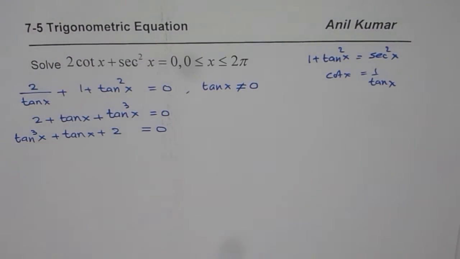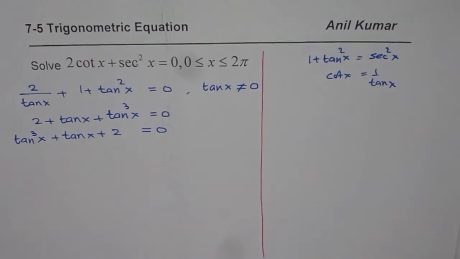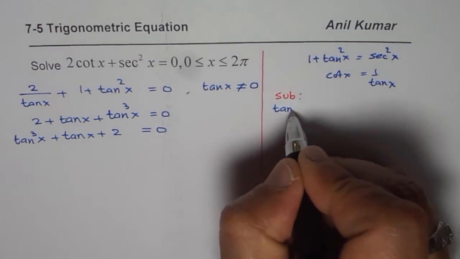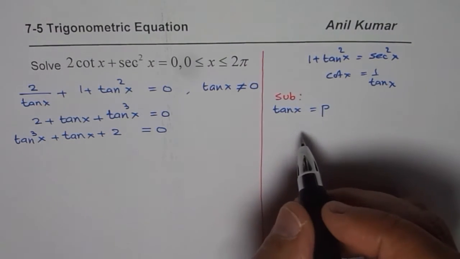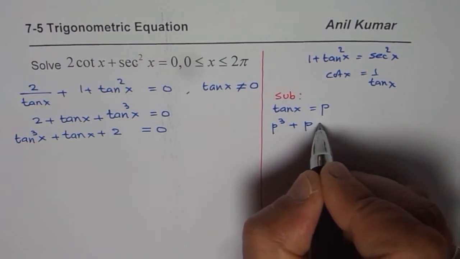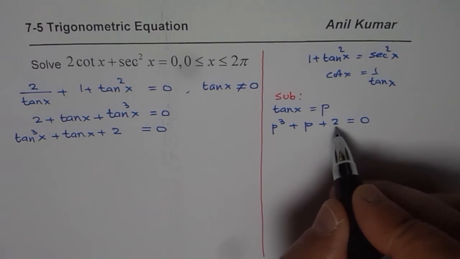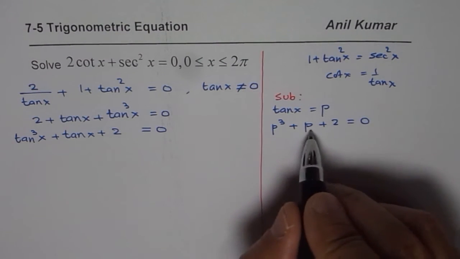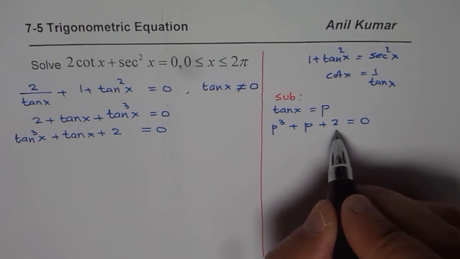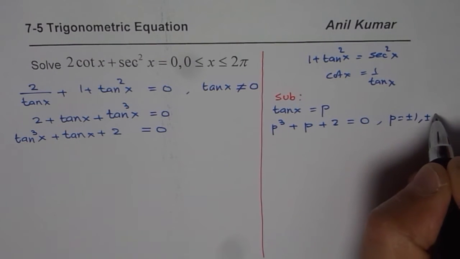Let me share with you the factoring technique in short over here. So what we will do is substitute, let us say, tan x as p, right? In that case, we can write this equation as p cube plus p plus 2 equals 0. Now to factor this polynomial equation, we have to find numbers which can make this equation 0. Those numbers could be factors of 2, right? So we are looking for p equals plus minus 1 or plus minus 2.